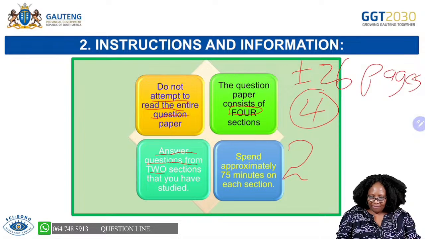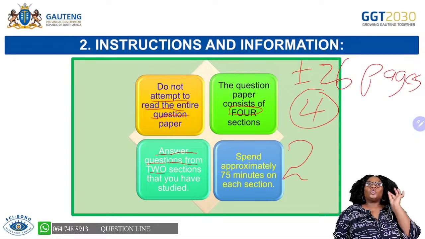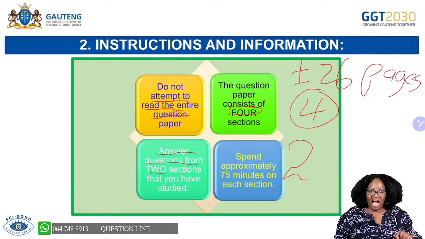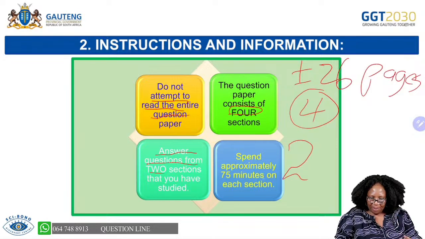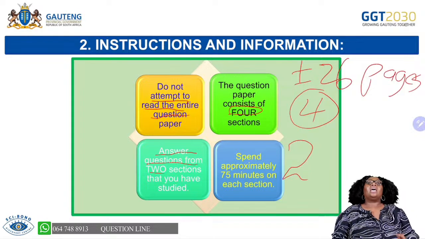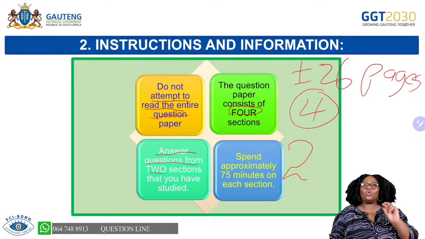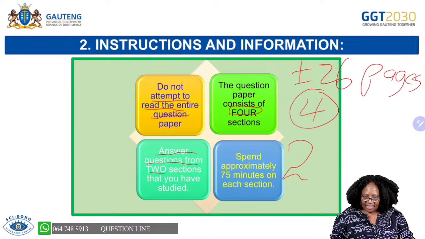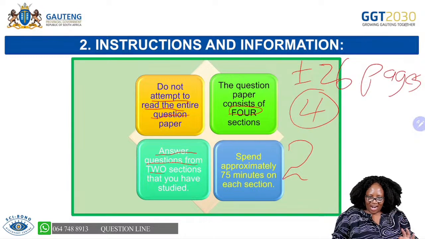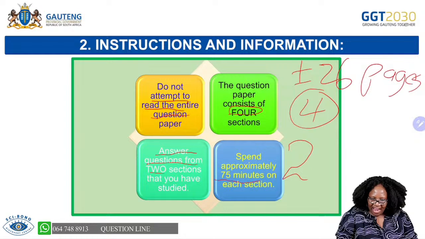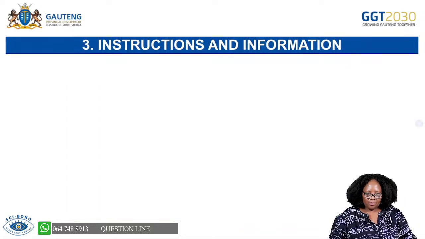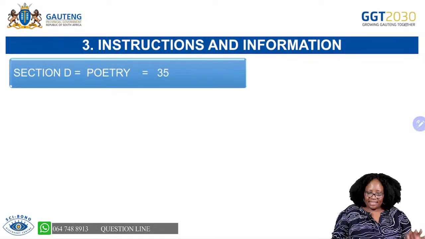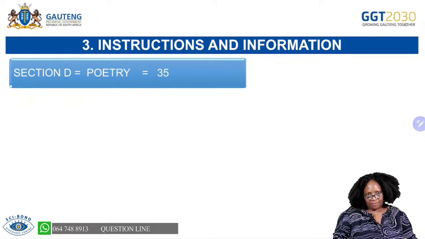How much time do you have? We have 2.5 hours to write the English file paper 2. Now that you are answering on 2 sections, you only need 75 minutes for each section. And each section is 35 marks.